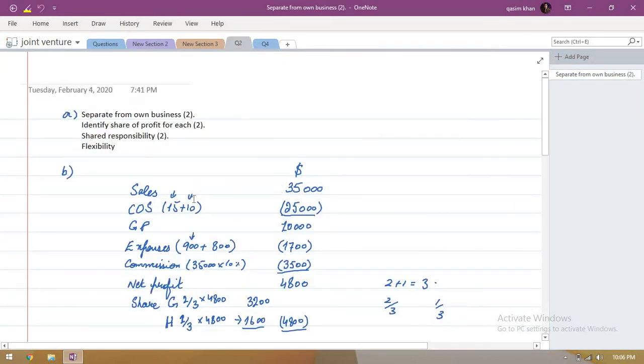Sales were 35,000. Cost of sales, Greaves and Hurst, 15 plus 10, 25,000. The gross profit is 10,000. Expenses were 900 plus 800, total 1,700. Commission was 10% of 35,000, which means 3,500. Gross profit minus expenses, the net profit for the business is 4,800.